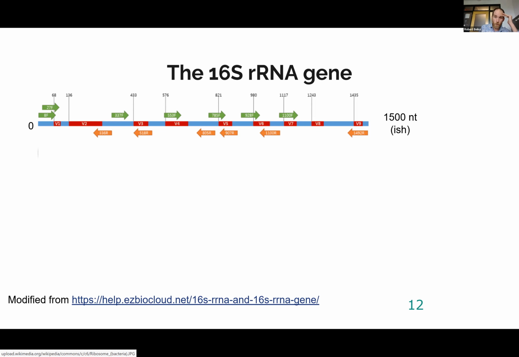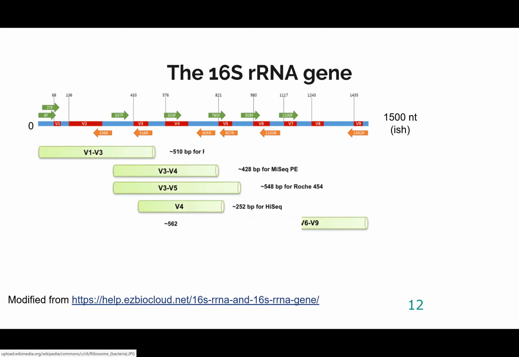We have these places where we can target primers. But the other nice thing is that the variable regions give us some amount of variation that we can use to get fine-grained taxonomic resolution. And so examples of this include primers that will amplify everything from variable region 1 to variable region 3, or V3 to V4, V3 to V5, and so on. V6 to V9 is a truncation artifact, but it should be a bit longer than that.